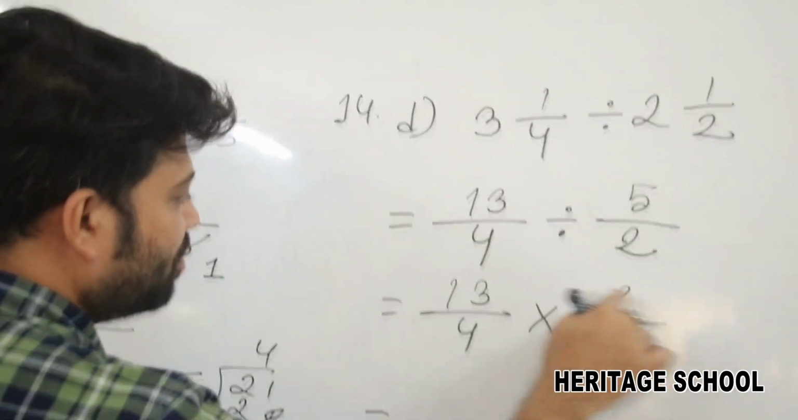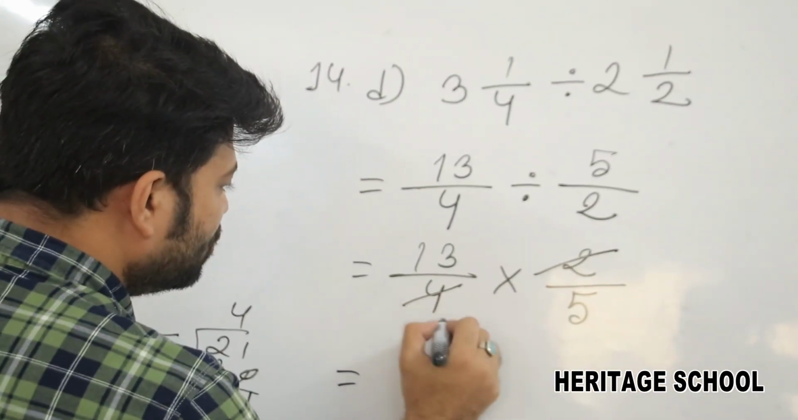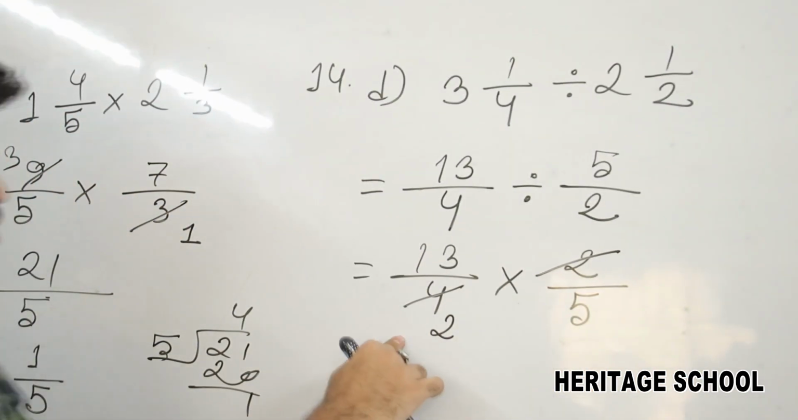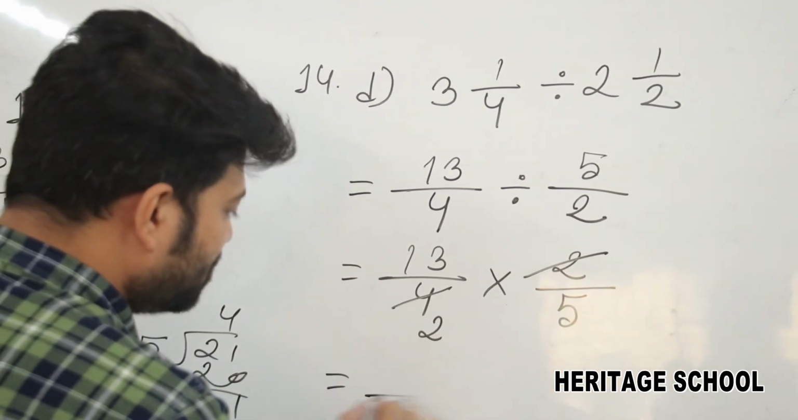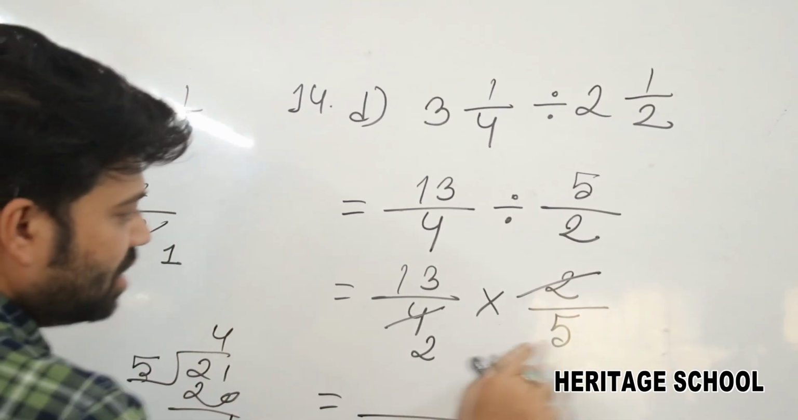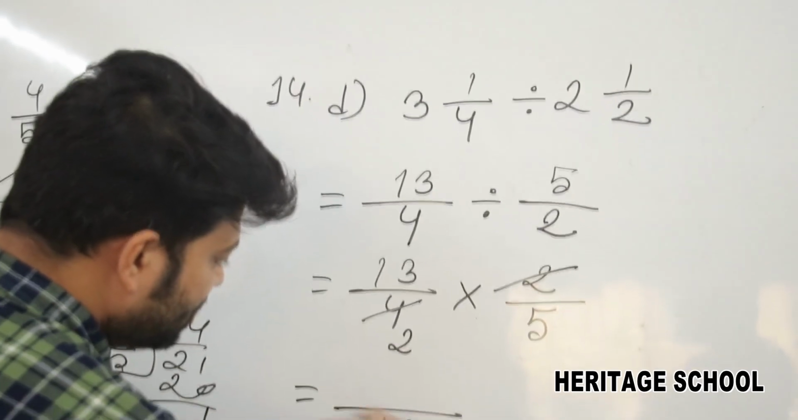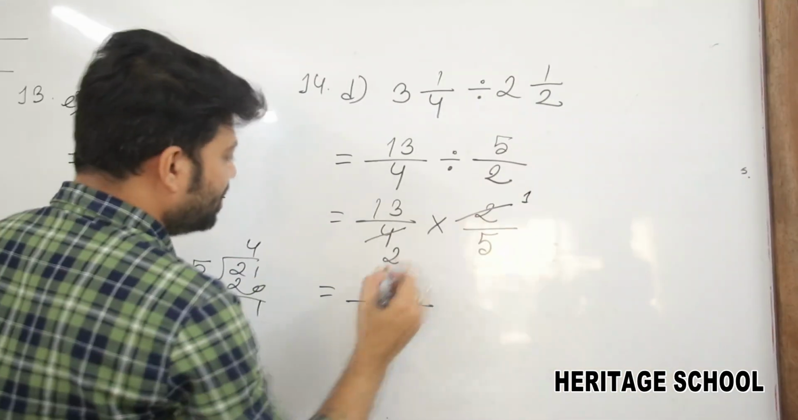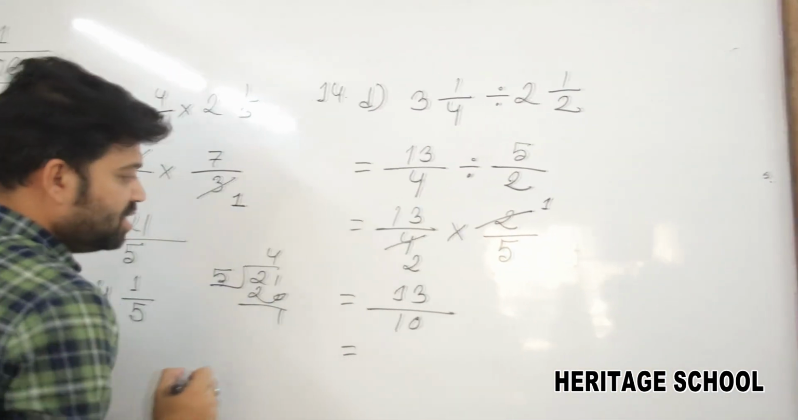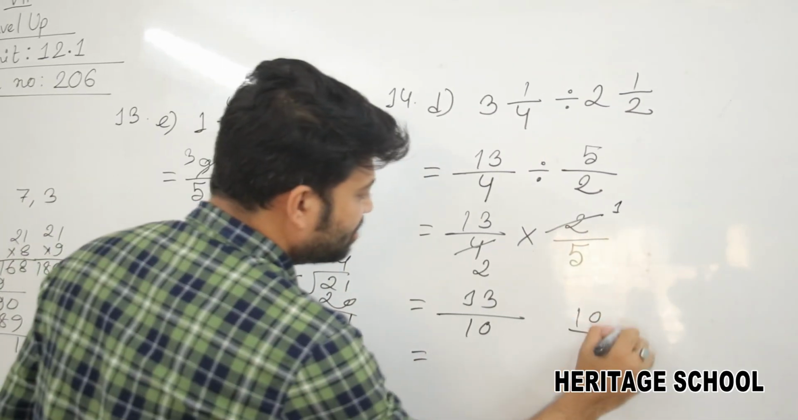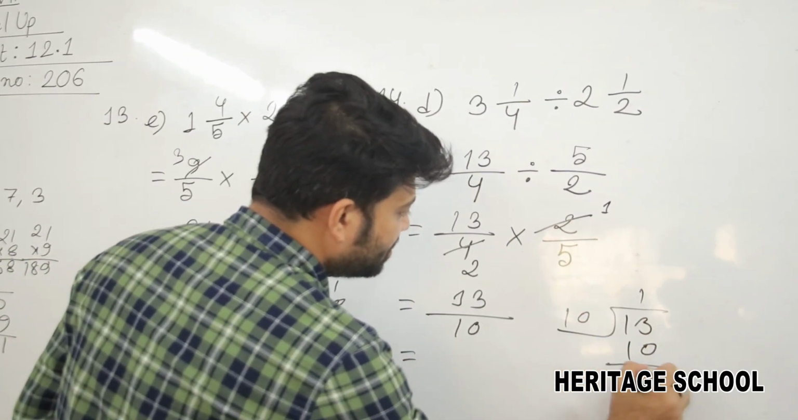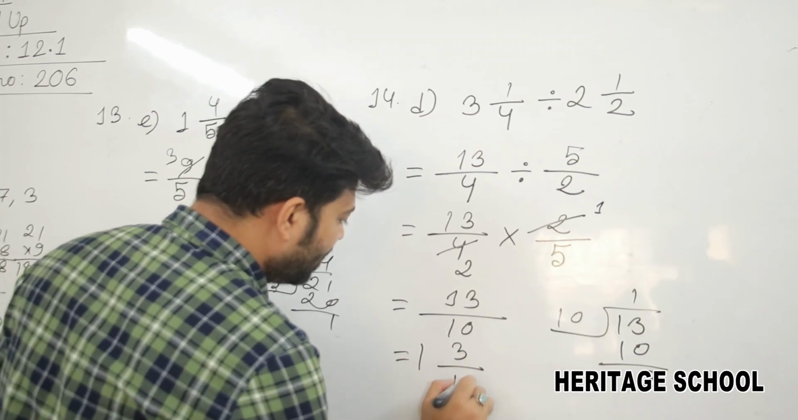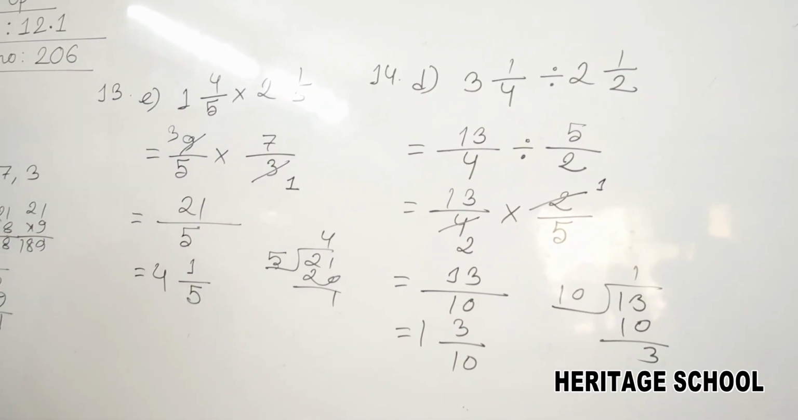So now let's see, can we divide these numbers with any numbers? We can chop the 2 and 4. 2 ones are 2, 2 twos are 4. We can't chop 13 with 2. We can't chop 13 with 5. That's why we have to multiply the denominator with denominator. 5 multiplied by 2 is 10, and 13 multiplied by 1 is 13. So I got the answer in improper form. That's why we have to convert this number into mixed form. 10 ones are 10, so 1 whole 3 by 10. This is the 14D answer.